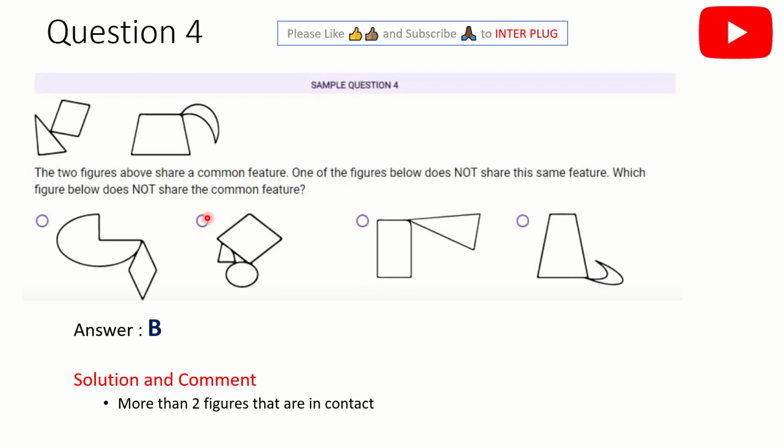This is the one that is not common to the other figures, right? So the answer is B.